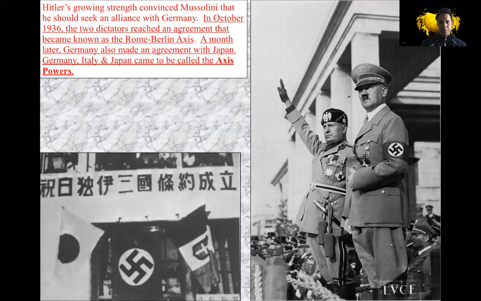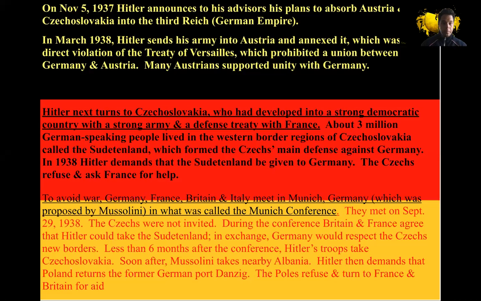Germany, Italy, and Japan would be called the Axis powers. Now, in November 1937, Hitler would again announce his plans to absorb a couple of other countries back into what he would call the German Empire or the Third Reich. These countries would be Austria and Czechoslovakia.